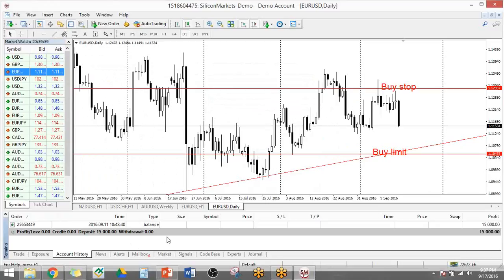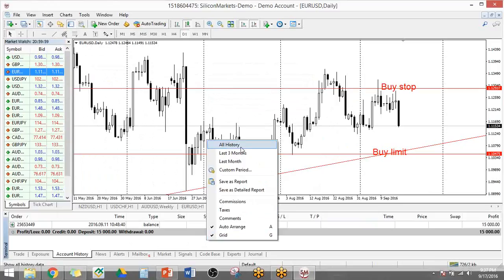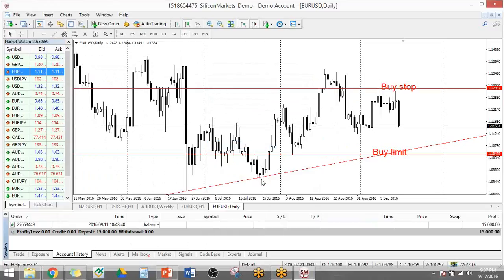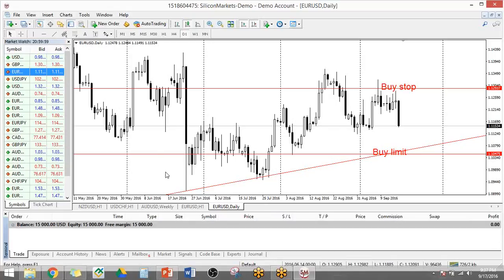And then your account history, that is where all your trades are. If they don't reflect in your account history, just check the span of history that you're looking at. What you do is you right click on it, and then choose last 3 months, custom period, or all history. Usually mine is at all history so that you can see everything that you did with your account. So that's it for how to open trades, how to make pending orders, and how to manage open trades.